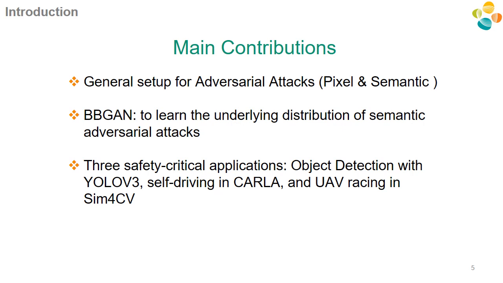The main contributions of the paper are that we propose a new general setup that includes conventional pixel attacks as well as the semantic adversarial attacks. We propose BBGAN, a network to learn the underlying distribution of semantic adversarial attacks. We apply it on three safety critical applications: object detection with YOLO version 3, self-driving car in the Carla simulator, and UAV racing in SEM4CV. We show how this BBGAN can help us get useful insights about these agents.